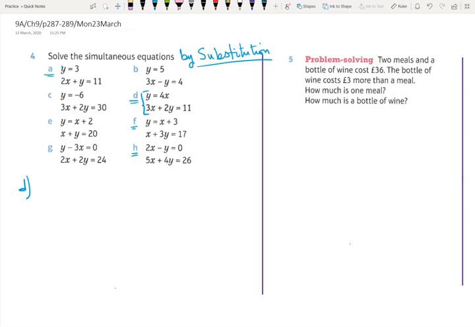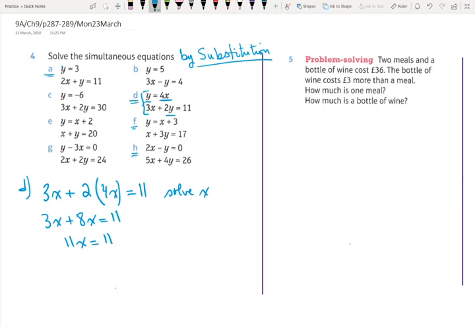So I take the value of y and I replace it in the other equation. So 3x plus 2, open brackets. What is the value of y in the first equation? It is 4x. So we continue, equals 11, and now you solve for x. 3x plus 8x equals 11. So 11x equals 11. Therefore, x is equal to 11 over 11, which is equal to 1.